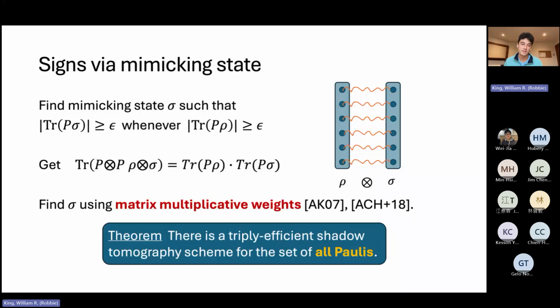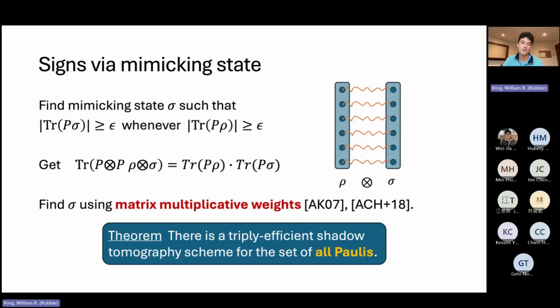In order to find this mimicking state sigma, we can use the matrix multiplicative weights algorithm, which also appears in Scott Aaronson's original shadow tomography. So this idea allows us to say that there is a triply efficient shadow tomography scheme for the case where the set of observables is the set of all Paulis.